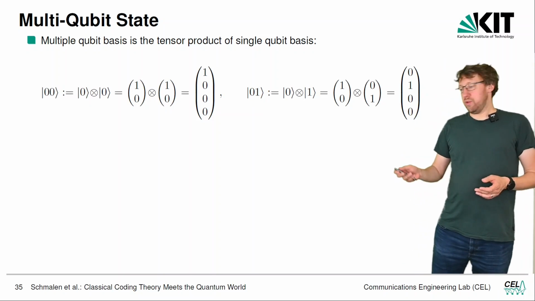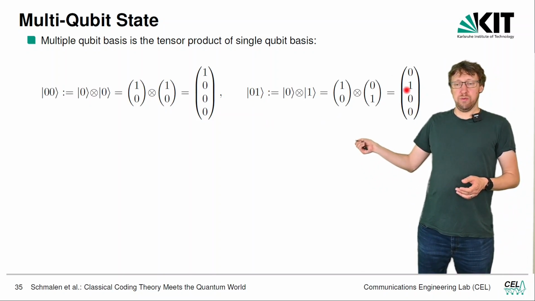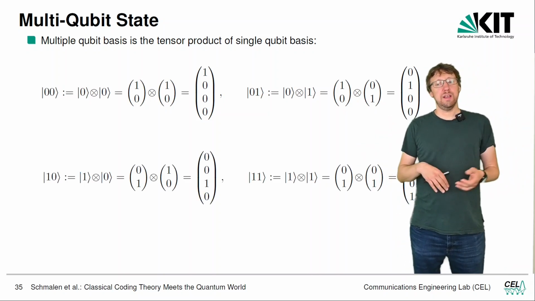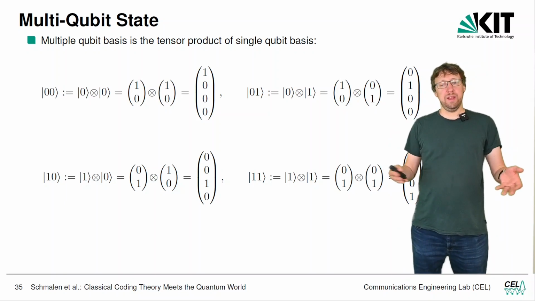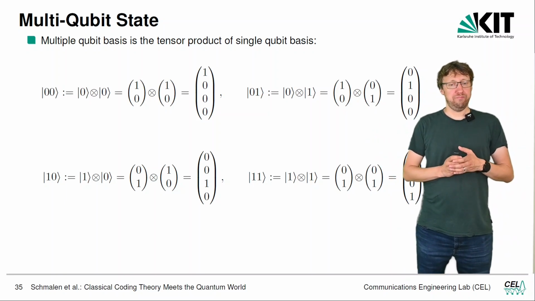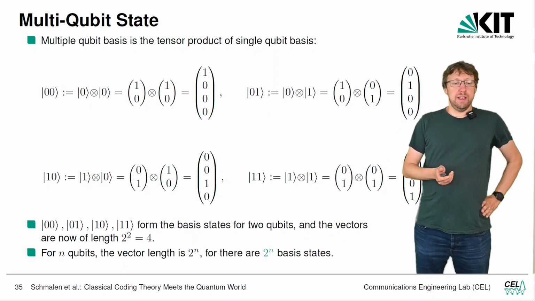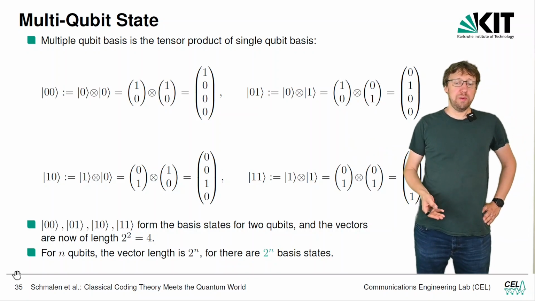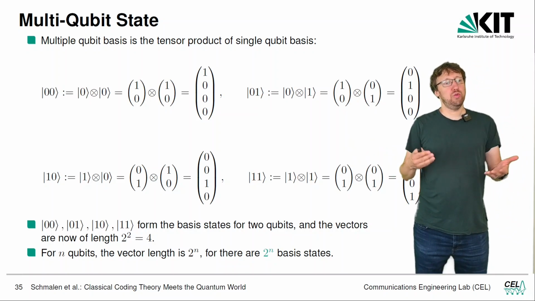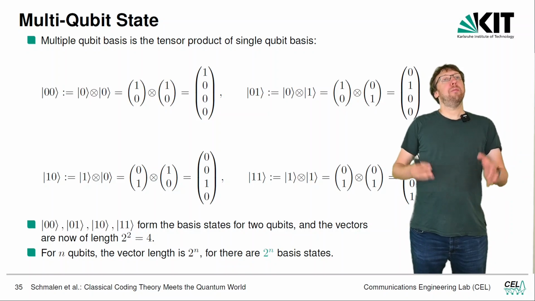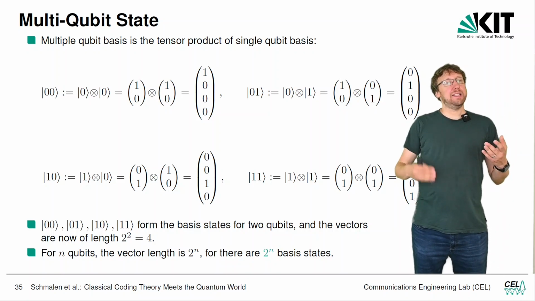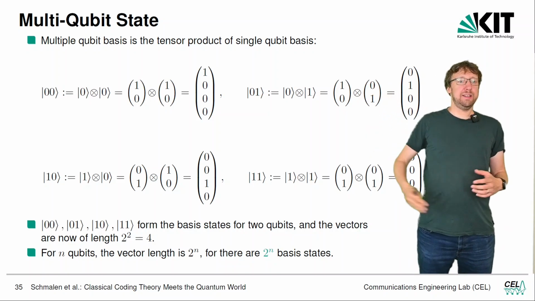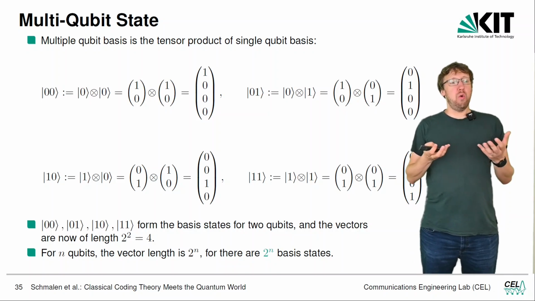Same Kronecker product 0, 1, we get 0, 1, 0, 0, and we can take all 4 combinations of zeros and ones with the Kronecker products, and you see we get basis vectors of dimension 4. So these new products form the basis states for 2 qubits, and the vectors are now length 2 to the power 2 equals 4. And if we combine n qubits, the vector length is 2 to the power n, so we have 2 to the power n basis states. And this is the exponential power of a quantum computer.